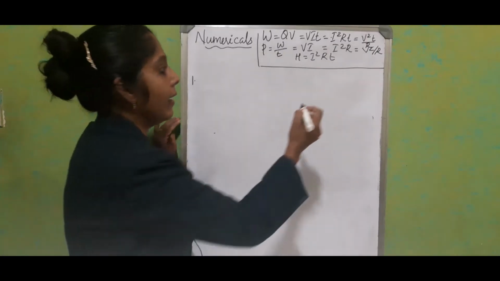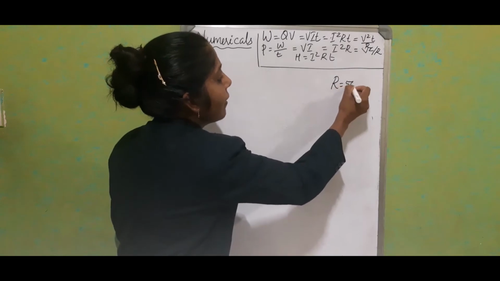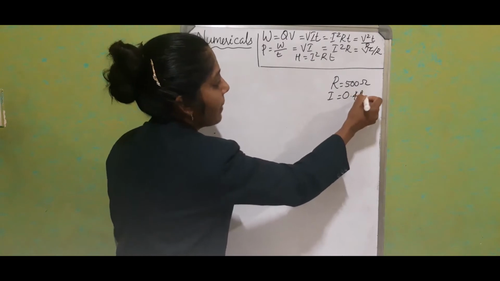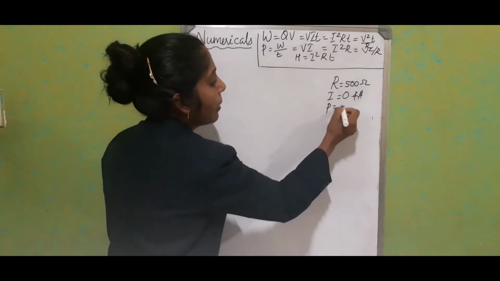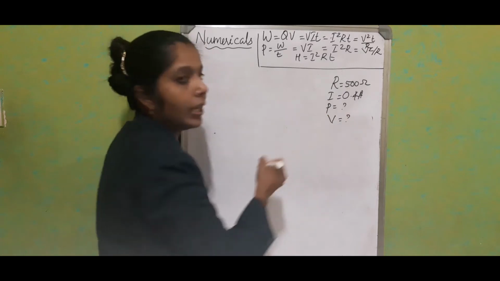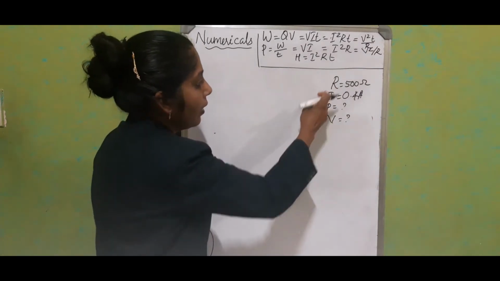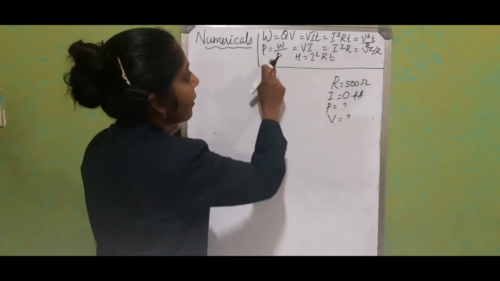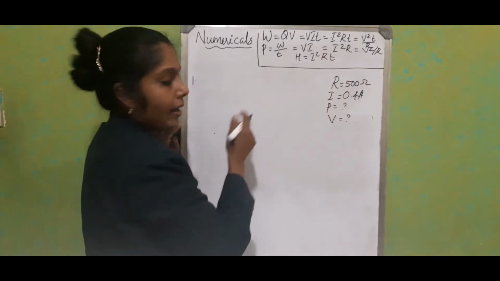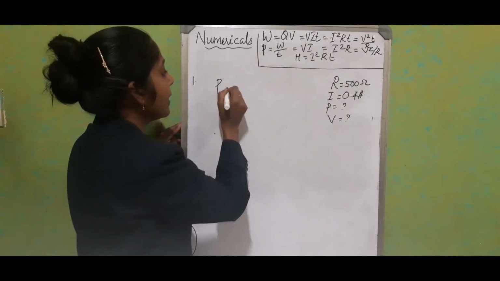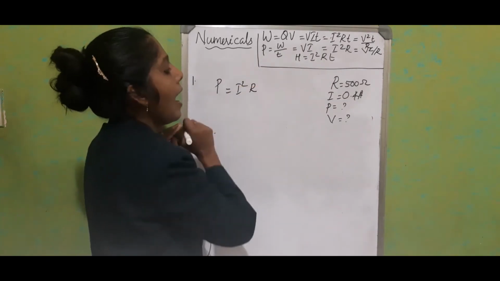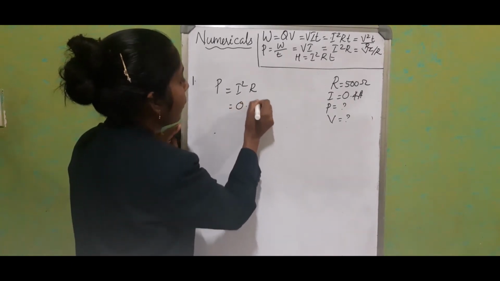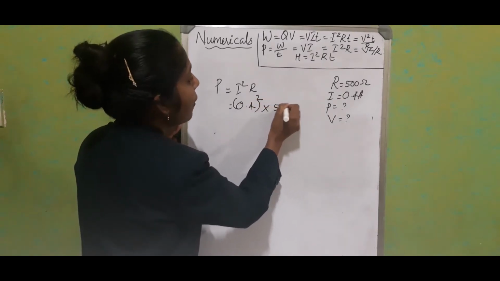In the first question, resistance is given as 500 ohm and the current drawn is given as 0.4 ampere. We have to find out the power and potential difference. Which equation can we choose? We got the data in terms of R and I, so we choose the equation P is equal to I square R. I square R is 0.4 square into 500.